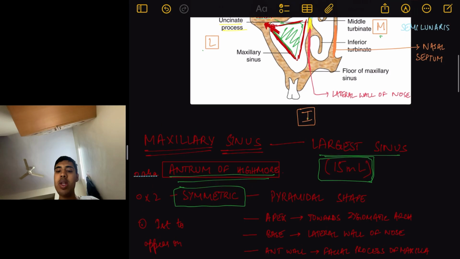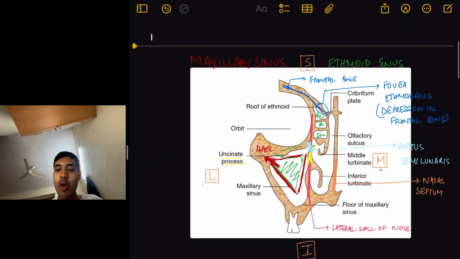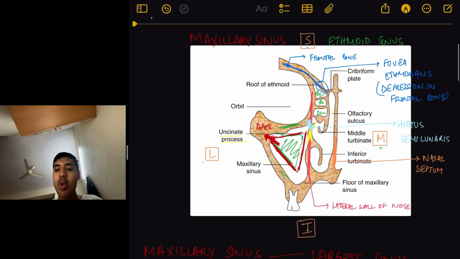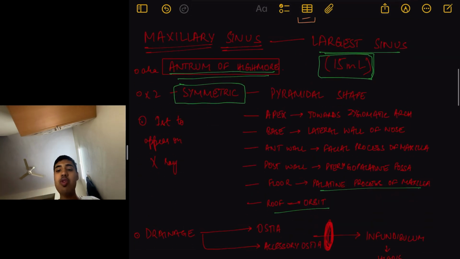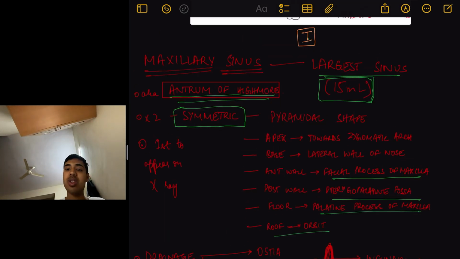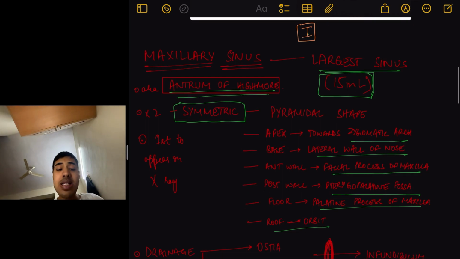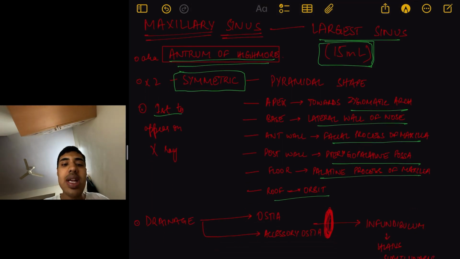Now, here you can see the roof is formed by the orbit. The floor is formed by the palatine process of the maxilla. The posterior wall is formed by the pterygopalatine fossa. The anterior wall is formed by the facial process of maxilla. The apex is directed towards the zygomatic arch and the base is the lateral wall of the nose. Maxillary sinus is the first sinus to appear on X-ray and it is present at birth.